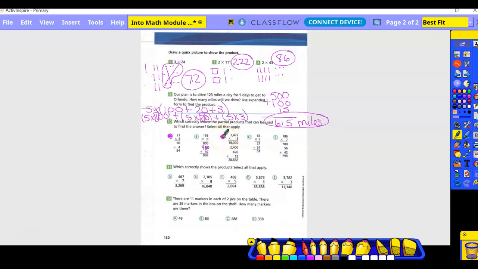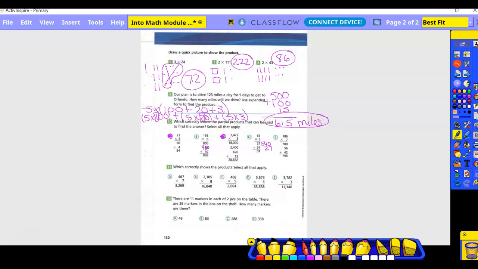Yep. Okay, letter D. So they took 9 times 6, which is what? So 54, and then add a 0. So did they even put it in the right spot? No. And then they should have taken 9 times 3 and got 27. So does letter D work? No. They would have got a bigger number.